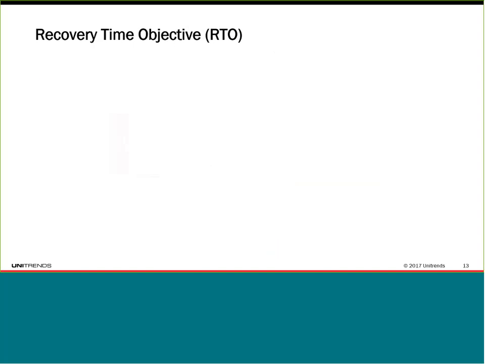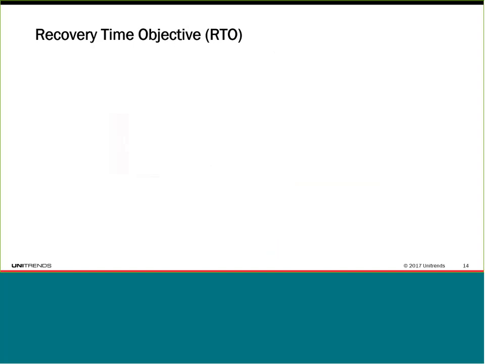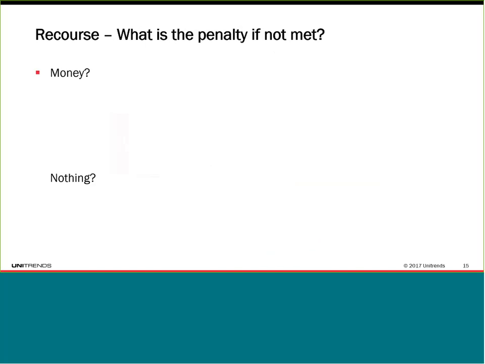RTO, this is how much downtime will I accept. And this is measured by the time it takes for not only the machine to boot, but for the application to be available and performing at production level. And recourse, what's the penalty if not met? Is it going to be money, credit, job loss, or nothing?